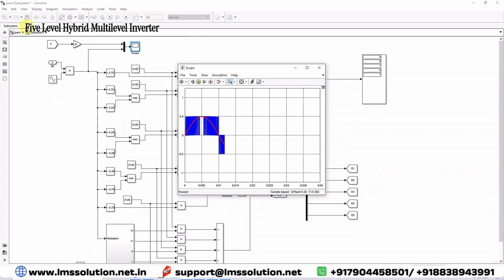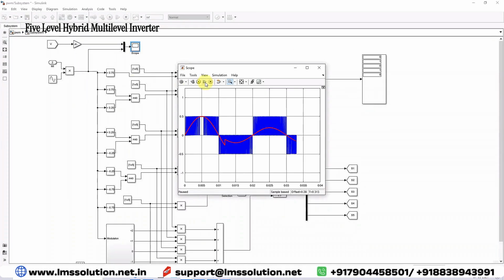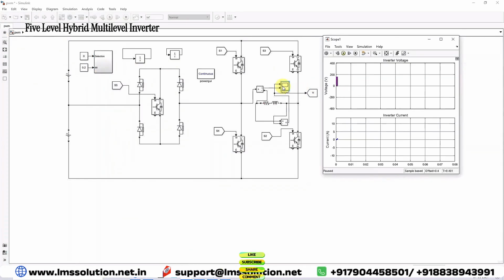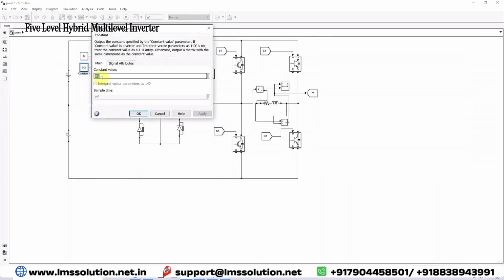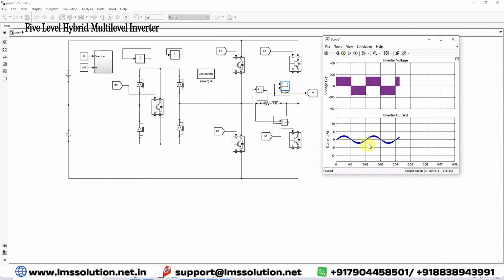I'm going to keep decreasing the modulation index. When I change the modulation value, you will get the inverter output here. You can see that this is the inverter output, and this is the inverter current. Now I'm going to change the modulation index to 0.5. Now you will see the difference in the current. The current is going to increase because of changing the modulation index. It changed from 0.2 to 0.5. Now we can see the variation of the current because of increasing the modulation index.